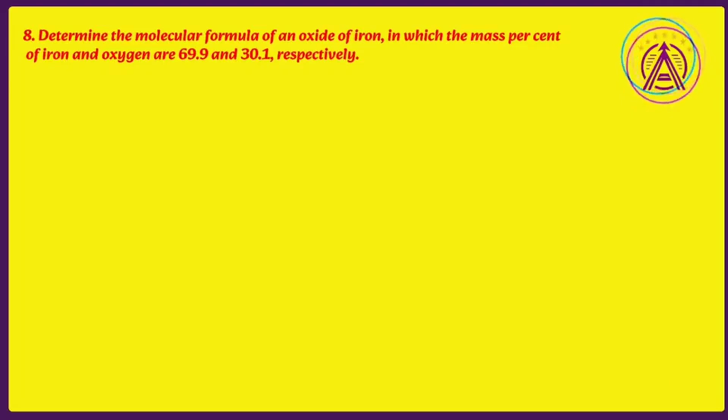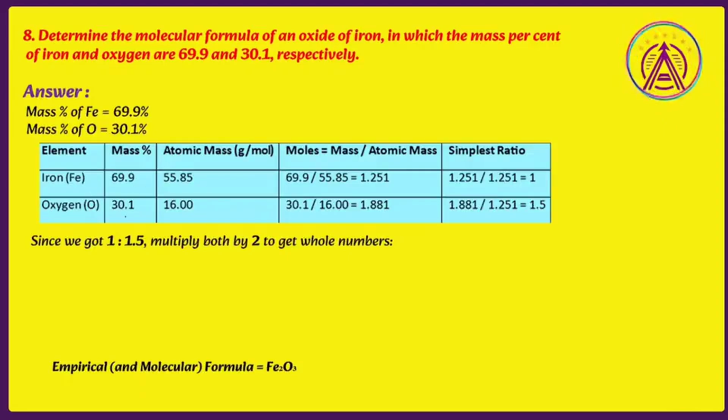First, what do you do? You consider the compound to be of 100 grams, okay? And then find the number of moles of iron and moles of oxygen. Once you have found the moles of either of them, convert them into a simple whole number ratio and from there derive the molecular formula. See this table, mass percentage is 69.9 and 30.1. Atomic mass of iron is 55.85 and that of oxygen is 16.00. So if we find the number of moles, we get moles of iron to be 1.251 and that of oxygen to be 1.881. Now by dividing by the lowest number, we get a ratio of 1:1.5.